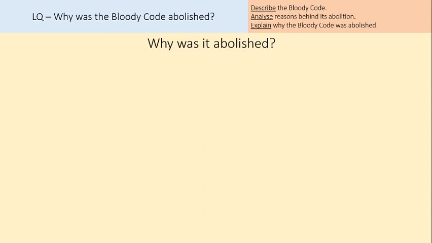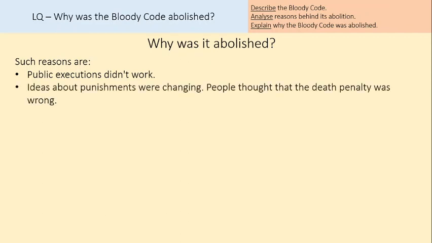So why was it actually abolished? There are reasons like public executions didn't work. People went to these executions for fun. They were seen as, nowadays, like football matches, everyone would congregate to these hangings. And the issue of these hangings was that as there's more people, more crowds, actually more crime took place there. You wouldn't notice if you had something stolen from you.